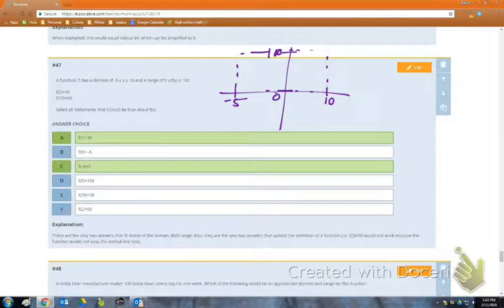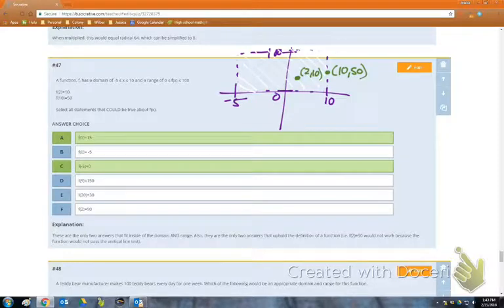So anything in that little white shaded region would be a perfectly fine answer. But anything outside of that region would be not okay because it would either be outside of our domain or outside of our range. It also tells us that f of 2 equals 10. So that's somewhere around here, 2 comma 10. And it tells us that f of 10 equals 50. That's somewhere around here, 10 comma 50.